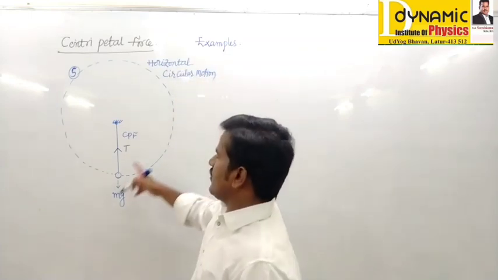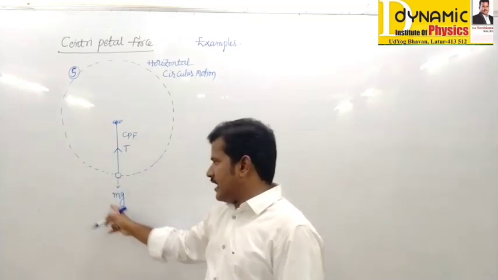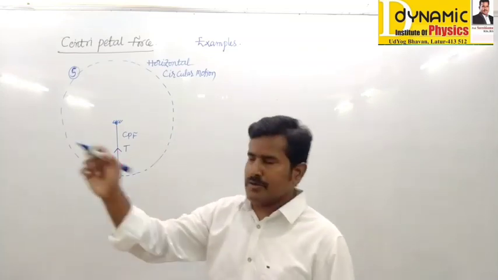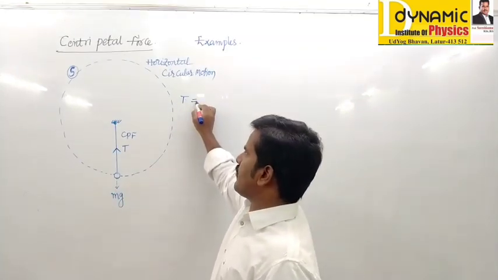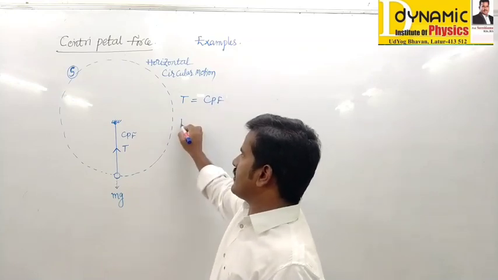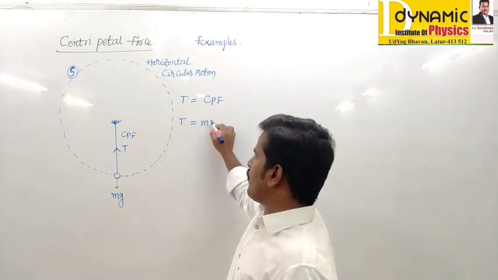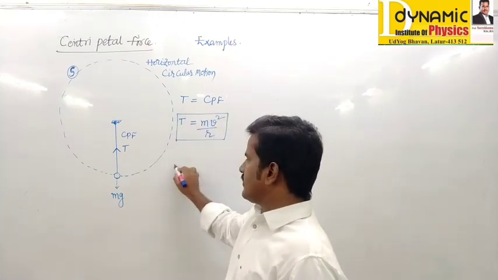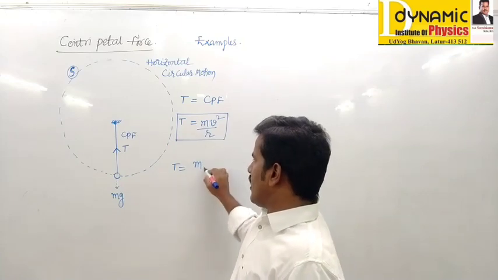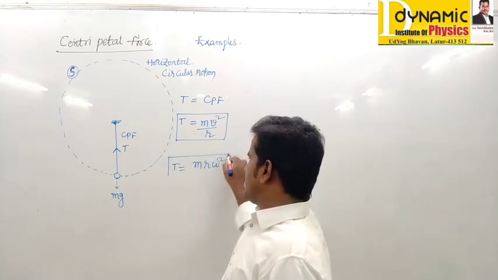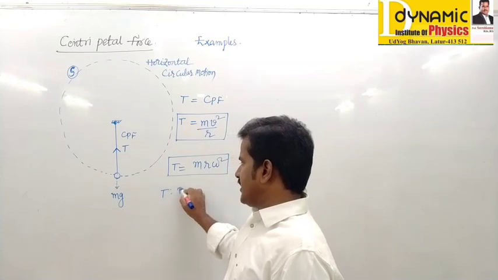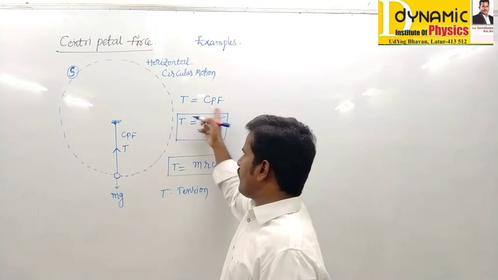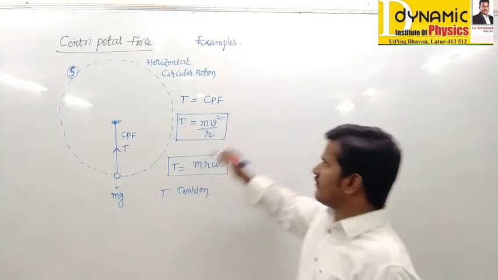In this condition, the gravity effect is not considered in horizontal circular motion. Tension T provides the centripetal force. That means T equals m r omega square, or otherwise m v square upon r. This T indicates the tension. Tension provides the centripetal force.